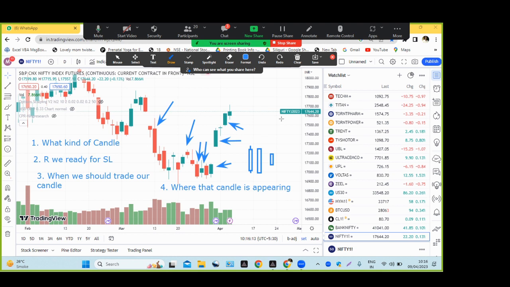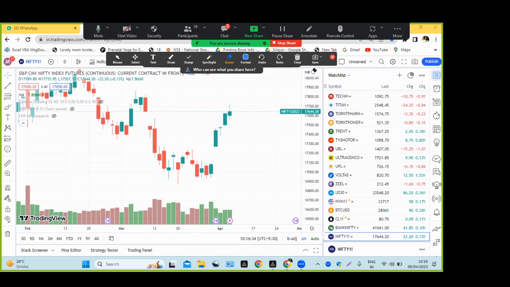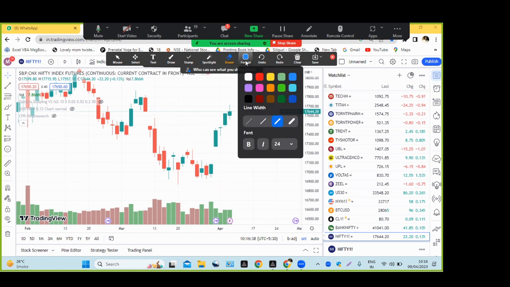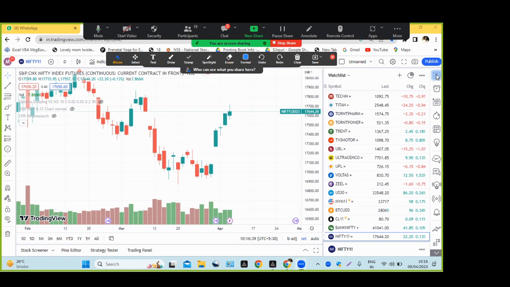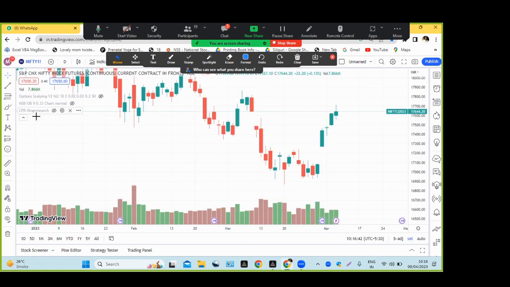Are we okay? We will only discuss one candle today, and at a later stage we will understand more candles. So first master only one candle. I am deleting and erasing all this because I have taken the screenshot. Clear all drawings. Now you can see nothing except the chart. Even I am removing the volume.